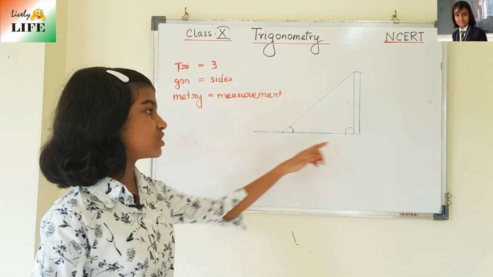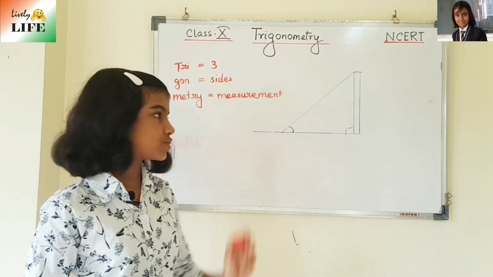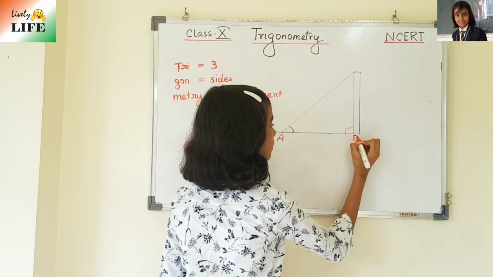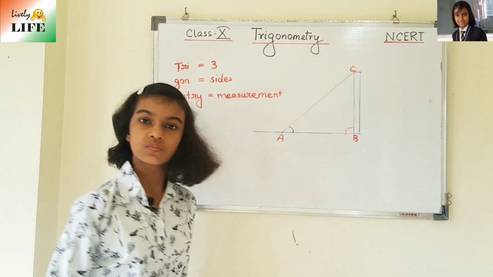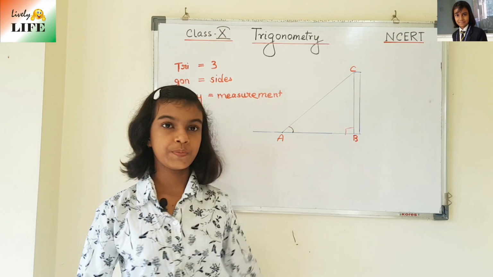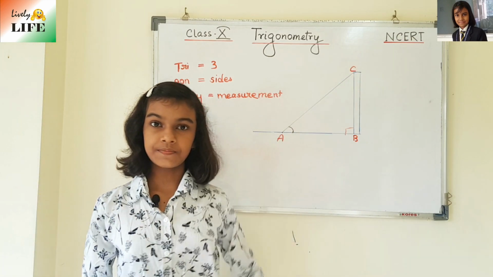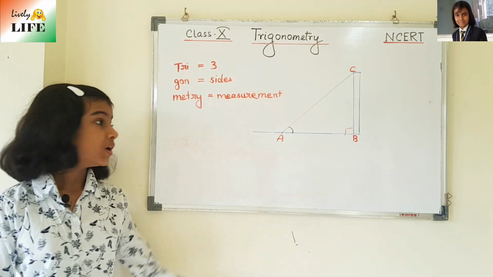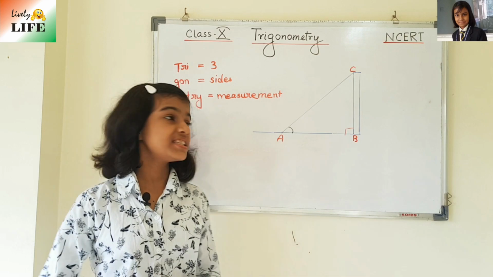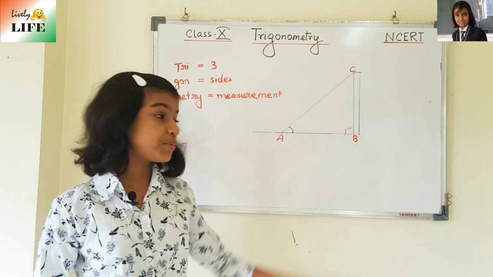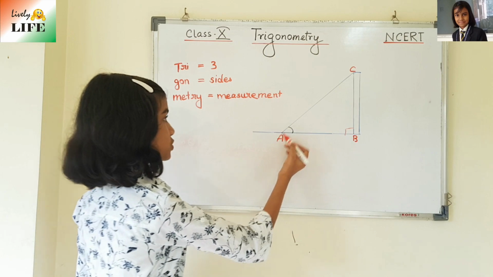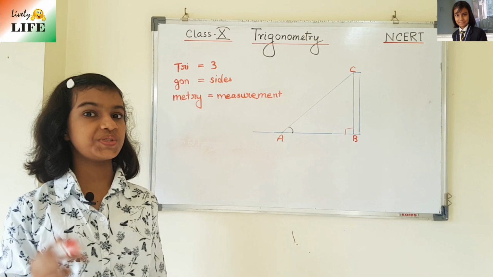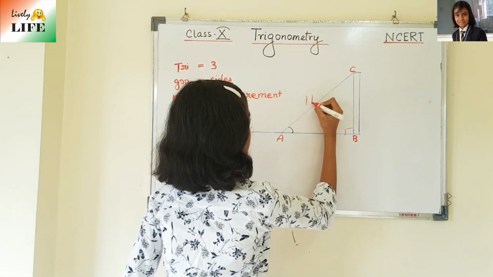Suppose this is a triangle. Let's take the example of this triangle. Let's name this triangle A, B, C. Triangle ABC is right angled at B, right? So in this triangle ABC, which is the hypotenuse? The side opposite to B is the hypotenuse. AC is the side opposite to B, and this is the hypotenuse. We will take hypotenuse as H.